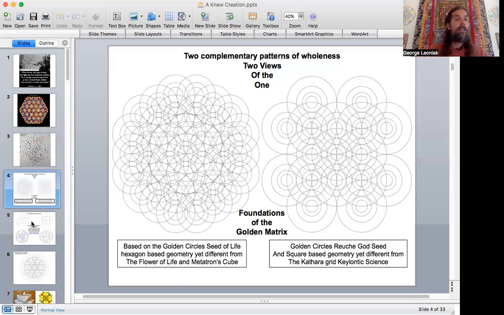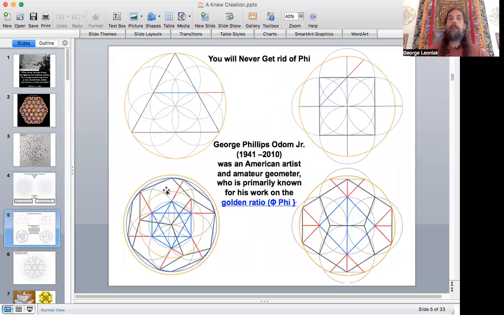And let's talk about the phi ratio in both of these, because they're really essential to them. And there's an unsung hero in this that probably not many geometers know about, George Odom. From 1941 to 2010. Unfortunately, he's not around anymore, because I would love to connect with him and his material, because he was really kind of ahead of his time in this discovery of the phi ratio. And that is the foundation of this golden circle template.